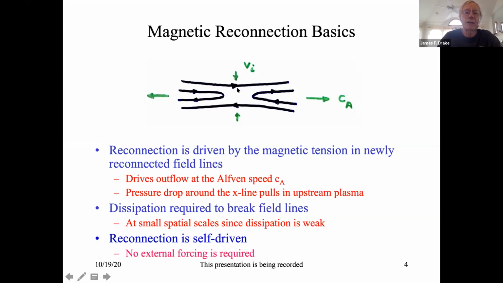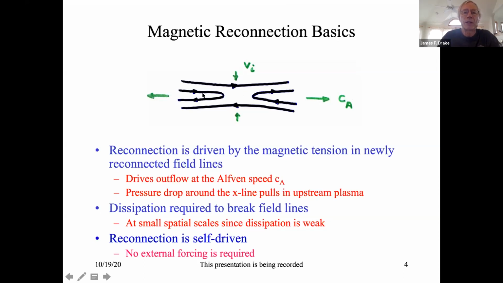So if you take this oppositely directed field and by some mechanism break it off and cross connect it, then you'll get this bent field here. A bent magnetic field has magnetic tension to it. And so this is a giant slingshot, and this slingshot then ejects plasma, which is frozen onto that magnetic field, at the Alfvén speed. And then you get a similar bent field line ejecting to the left side.